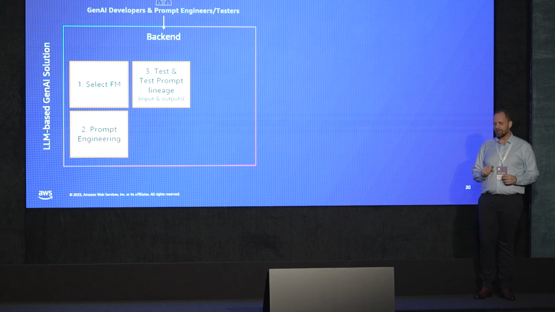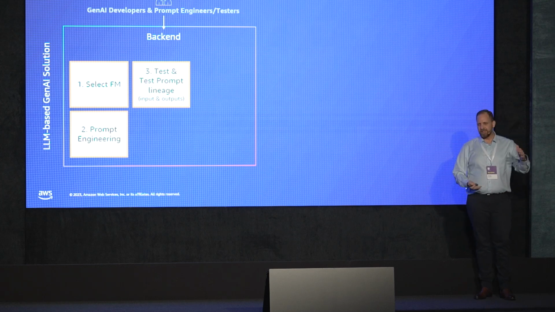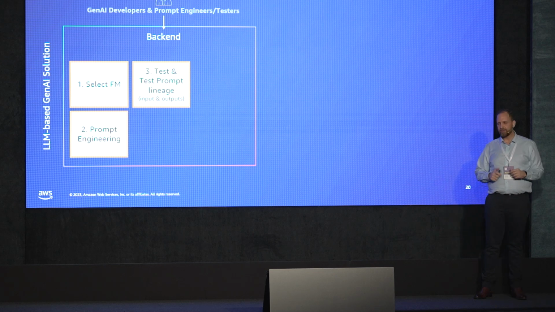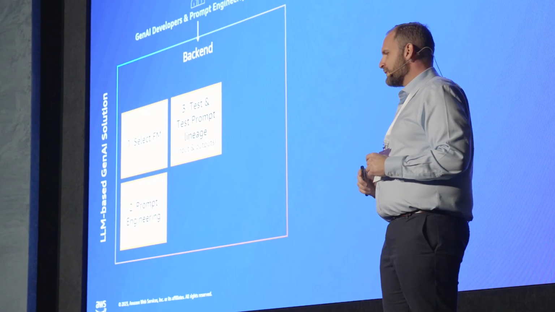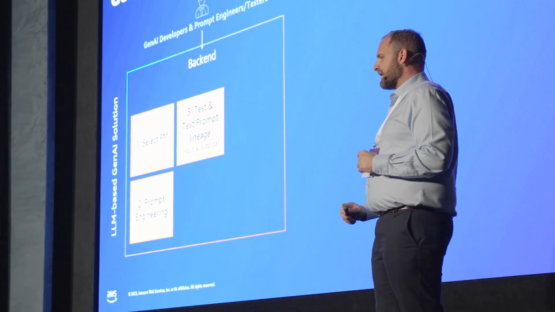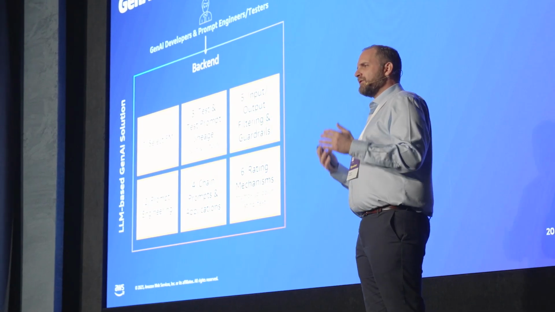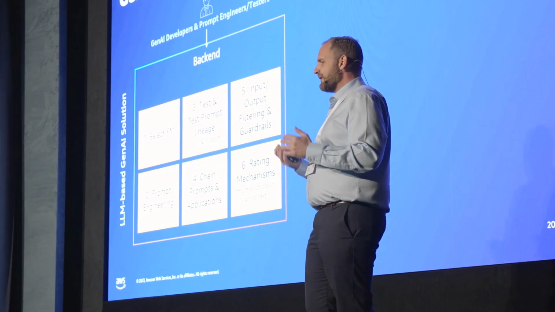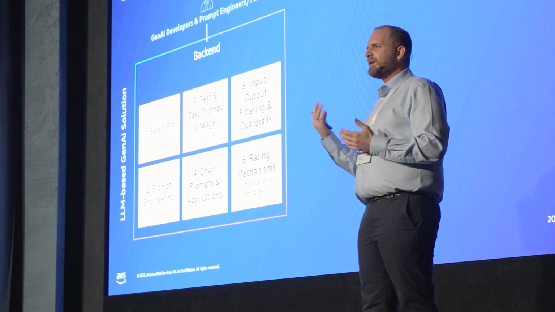Okay, finally, we have selected the right model for the use case. What do we need to develop in order to bring that into production? First of all, we need to create a backend. What is this backend? We need to have the GenAI developers and prompt engineers. They have selected the foundation models, they have already done the prompt engineering, they have created the prompt catalog. What is next that we need to implement here? Most of the time, what we need to implement is chains of prompts or chains of applications. We need to filter input and outputs.